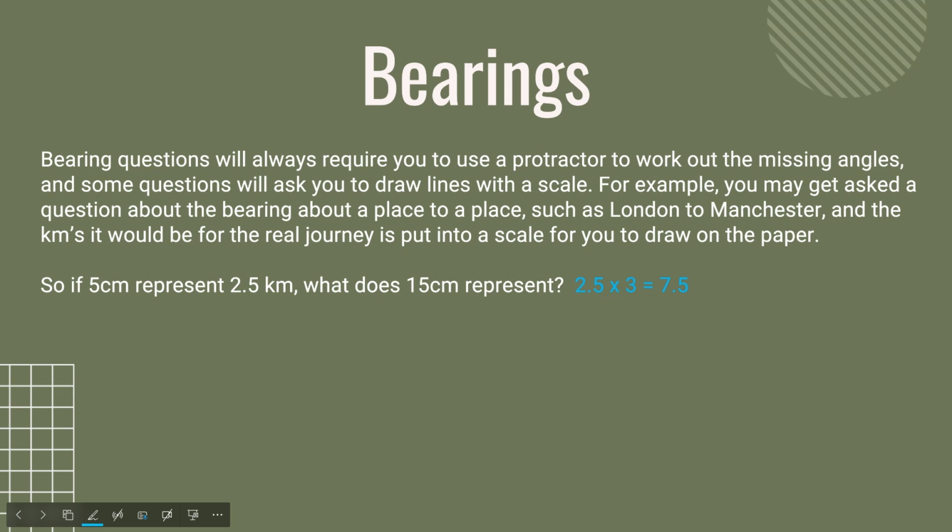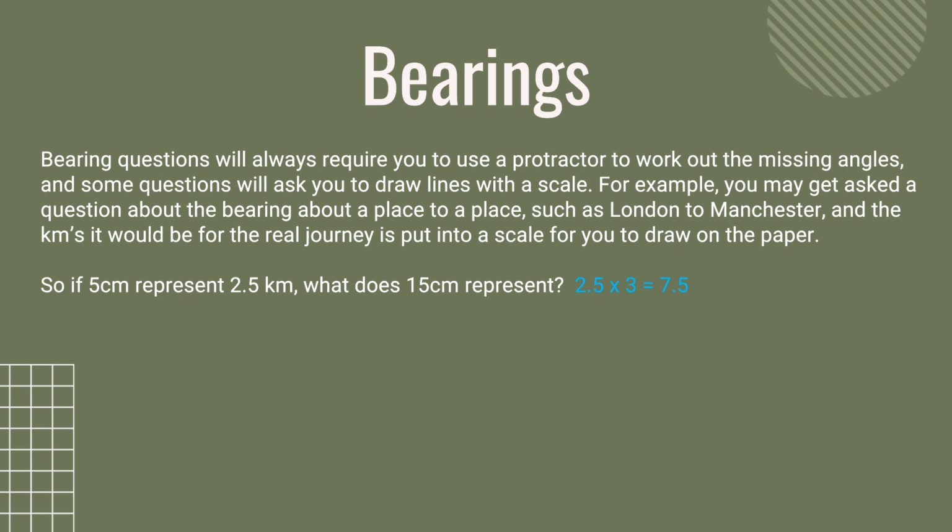If you have to draw a bearing question, these questions will always require you to use a protractor to work out the missing angles. And some of these questions will ask you to draw lines with a scale factor. For example, you may get asked a question about a bearing from a place to a place, such as London to Manchester, and the kilometres it would be in the real life journey is put into a scale for you to draw onto the piece of paper.